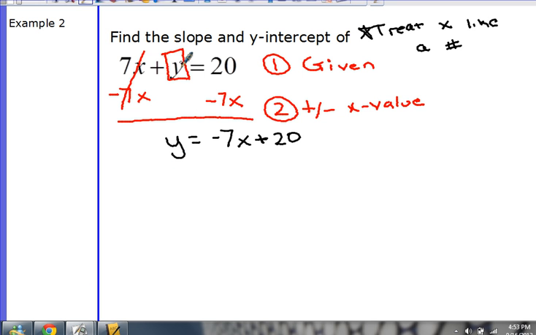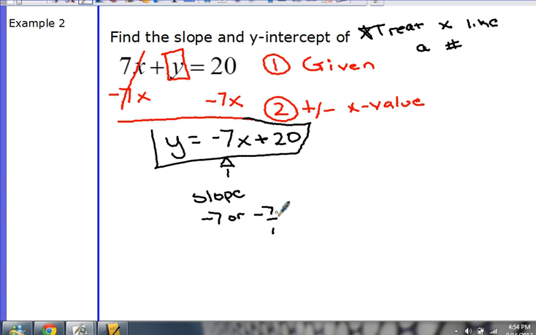So now, y is already by itself, so we are done. So we're going to box this. And we're going to say that our slope is negative 7, or another way you could say it is negative 7 over 1. We're going to need that one for tomorrow, or in the future, I mean. And then our y-intercept is positive 20. Okay?